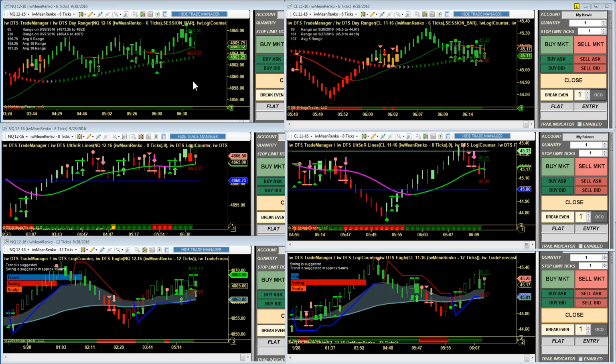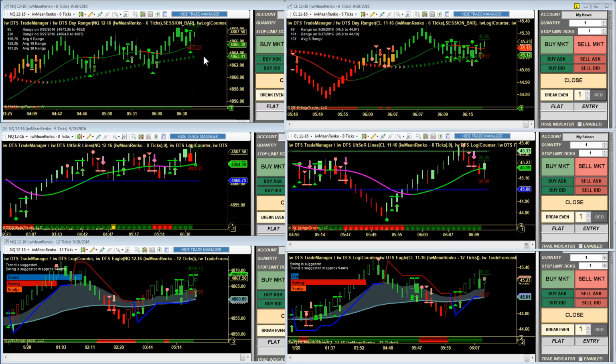I'm going to be showing you the diversified trading system, which is what you see here. And it's diversified because we're looking at the market from three different points of view. We have three different tools operating here. Across the top, we have the Hawk Micro Scalper. Through the middle, we have the Falcon Swing Trader. And across the bottom is the Eagle Trend Trader.